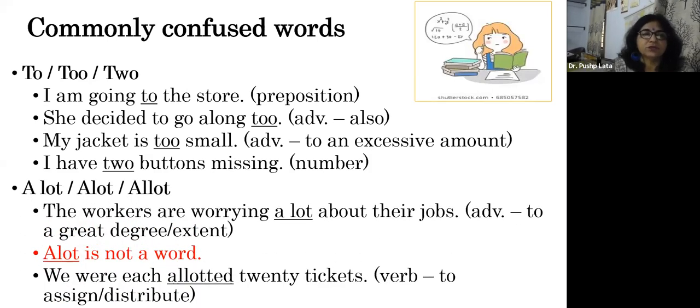Another one is a lot, lot, lot. Now here, the workers are worrying a lot about their jobs right now. We know the migrant workers' problems. So a lot about their jobs. That means to a great degree, to great extent. So it's better when you are writing, write to a great extent. That will be much better. But if at all you are writing, just see to it. We should not confuse. A lot is not a word. And we were each allotted 20 tickets. ALLOTTED. Allotted means assigned, distributed.